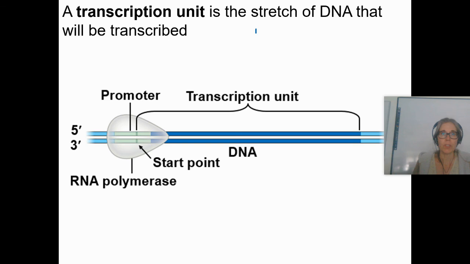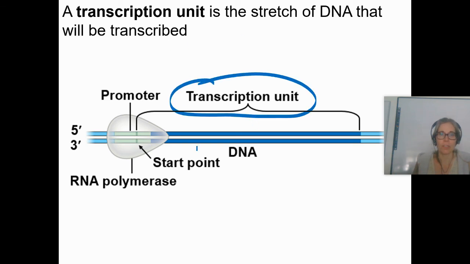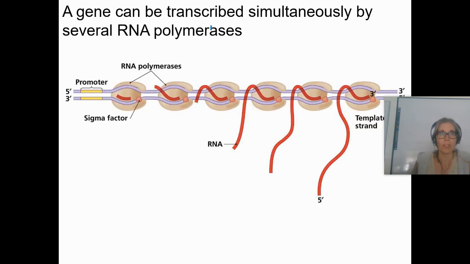So a transcription unit is the stretch of DNA that's going to be transcribed. So that DNA is the piece that's going to be coded for RNA, so it's the gene. The gene can be transcribed simultaneously by several RNA polymerases. So maybe we're in the pancreas and insulin needs to be made, a lot of it maybe. Maybe there's a bunch of RNA polymerases reading this gene, so you're making a ton of RNAs. So you're doing a lot of transcription because you really need to express this gene a lot, maybe.